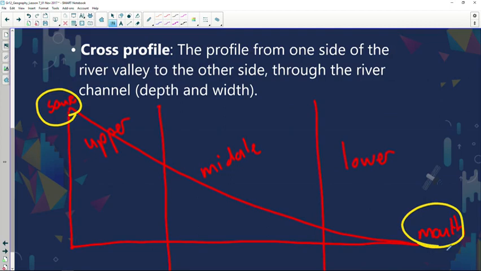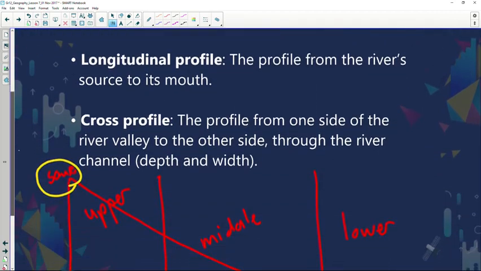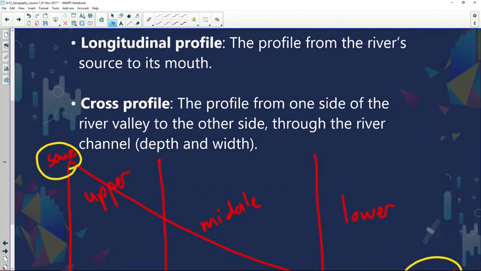A cross profile, or the transverse profile, is a profile from one side of the riverbed to the other side of the riverbed. And we did have a look at it when we looked at erosion in the previous slides.